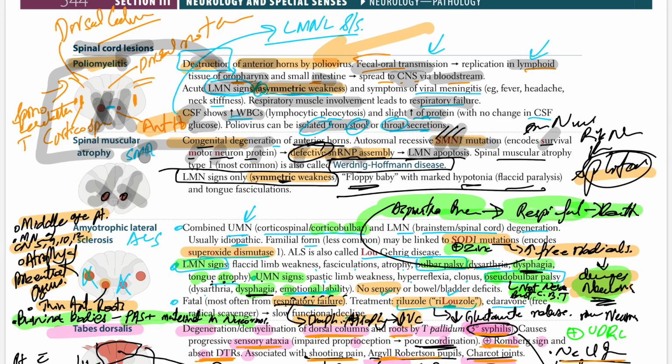SMA type 1 is called Werdnig-Hoffmann disease. It's going to give, again, the same thing as the top one, but it's symmetrical weakness of a lower motor neuron lesion with a floppy baby, hypotonia, and tongue fasciculation seen with lower motor neuron lesions.